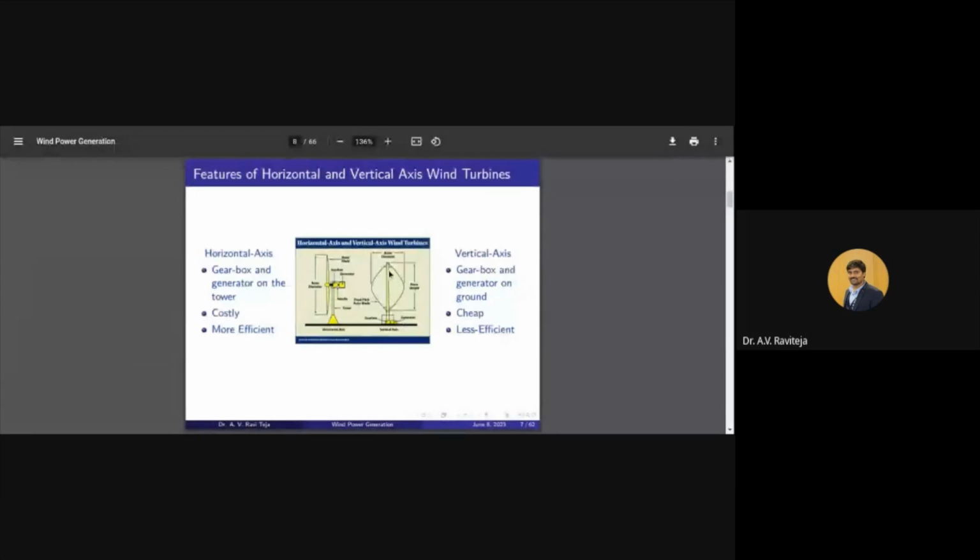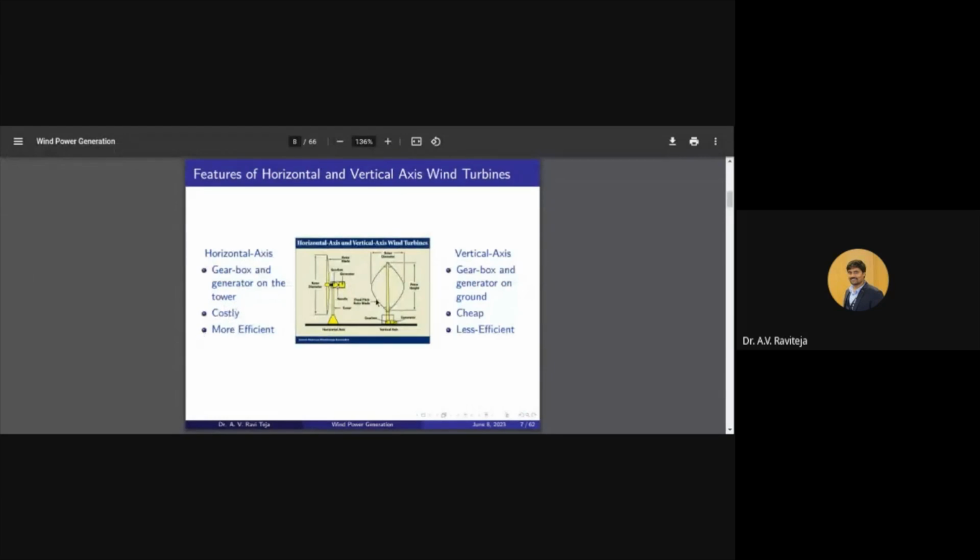So the tower need not carry the gearbox generator equipment. It only needs to carry the rotor blades. Whereas a horizontal axis turbine tower has to carry not only the blades but also the other equipment, which are gearbox, generator, converter, etc. So the tower required in a horizontal axis wind turbine needs to be stronger, more sturdy, or capable of bearing not only the blades but also the equipment. So that is why horizontal axis turbines are costly.